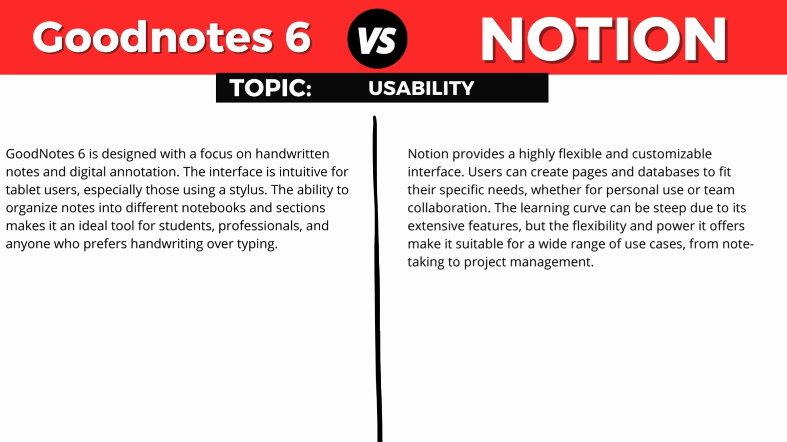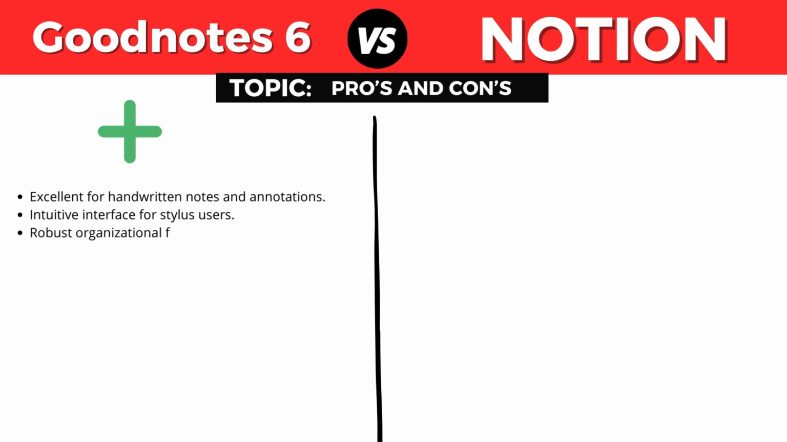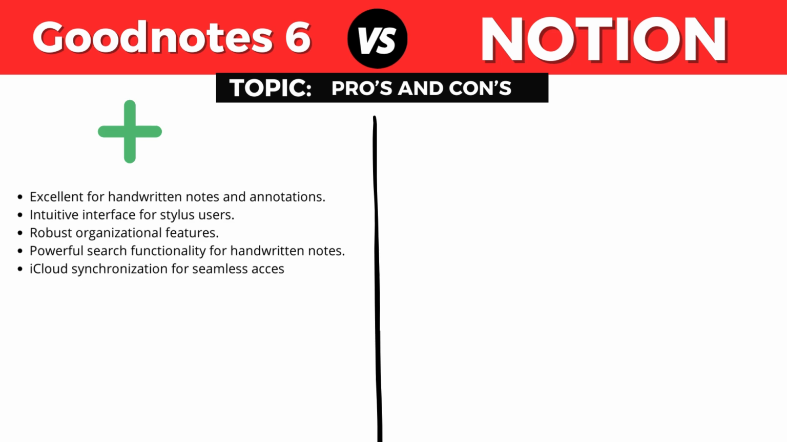We have set up some pros and cons for you, so you can compare them and choose what's the best for you. Then we go over the summary and recommendation, and then we end this tutorial. So first, the pros and the cons. GoodNotes 6, some pros: it's excellent for handwritten notes and annotations, with an intuitive interface for stylus users, robust organizational features, powerful search functionality for handwritten notes, and iCloud synchronization for seamless access across devices.